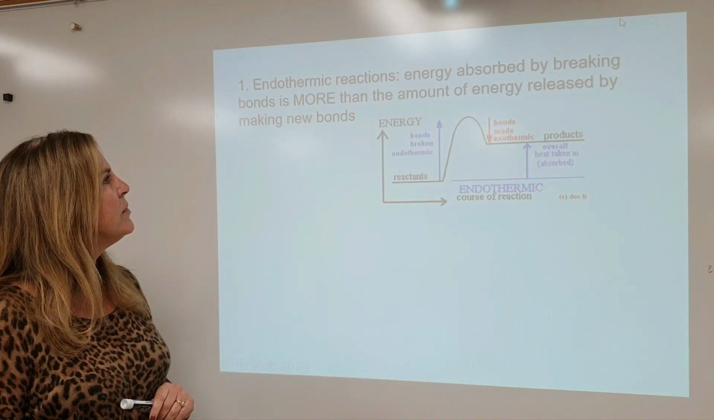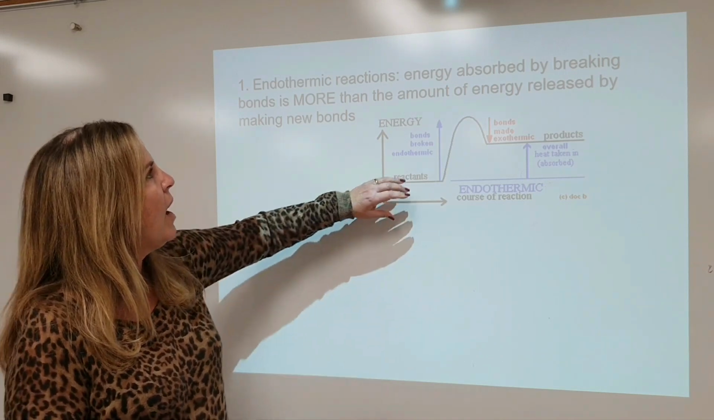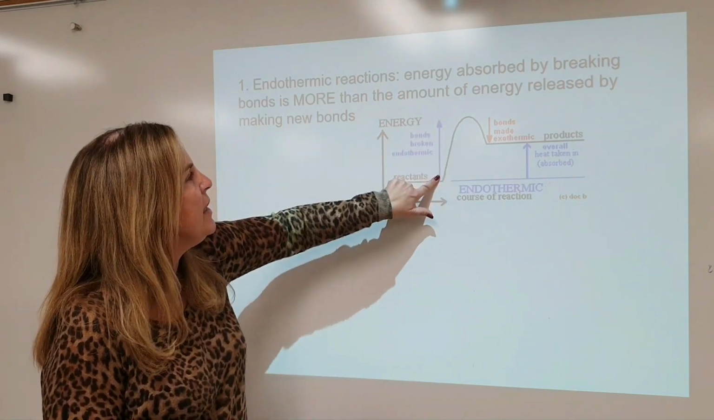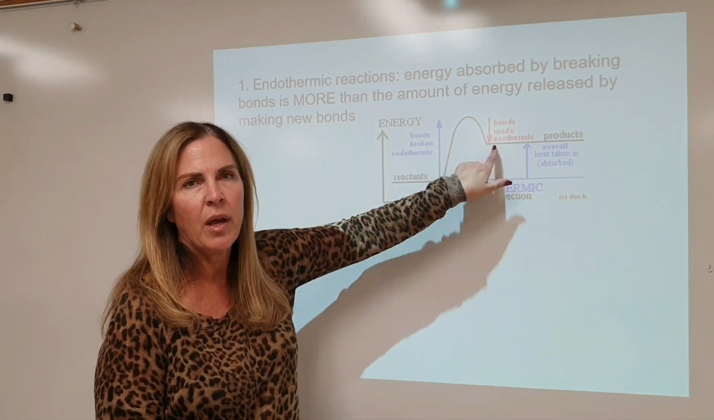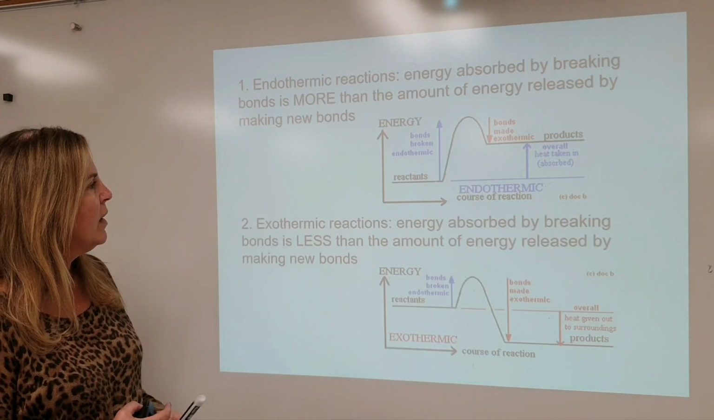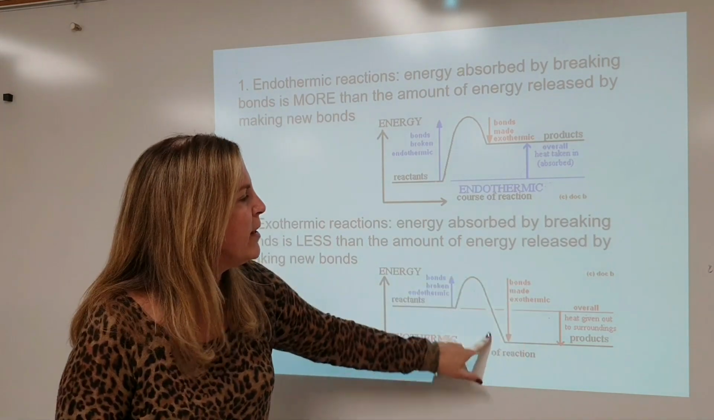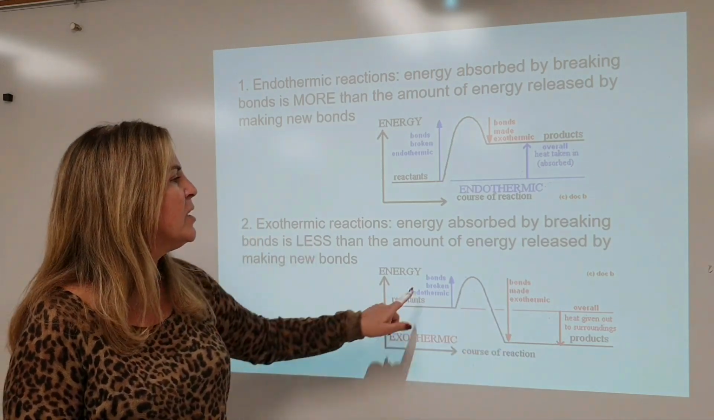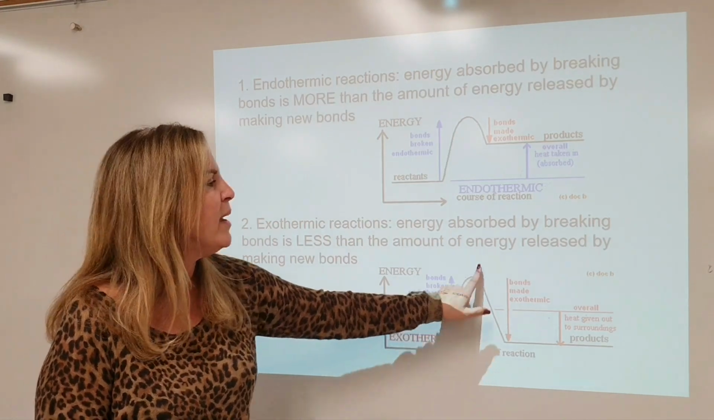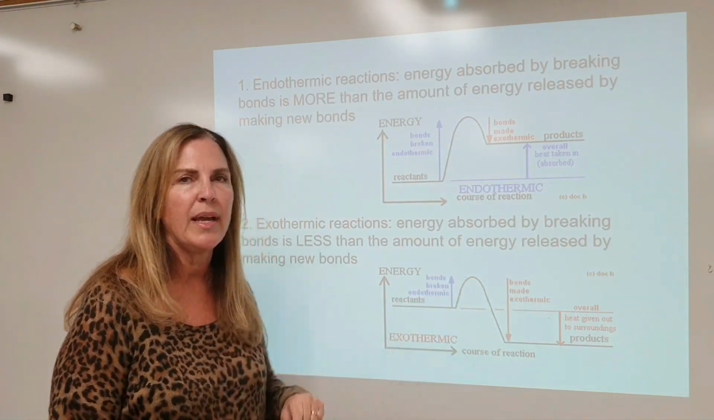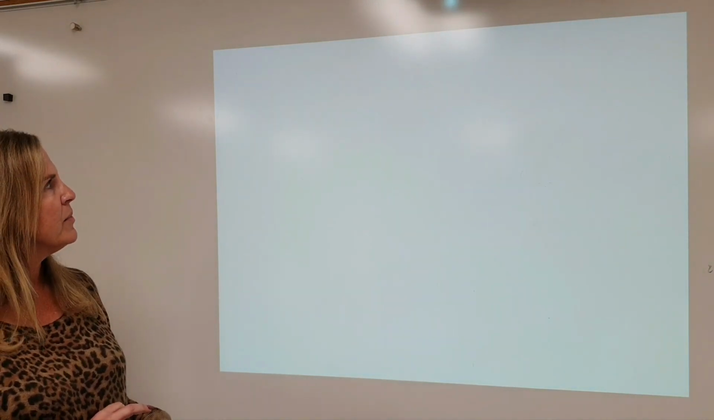All right. So again, this basically says the same thing, that more energy is used in breaking those bonds than is released in the creation of the new bonds. And that's for endothermic. And for exothermic, we use less. So in this one, there is less energy used to break the bonds and more energy produced in the creation of new bonds, making this an exothermic process.